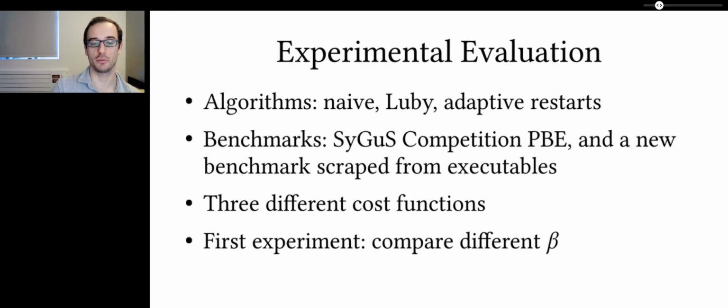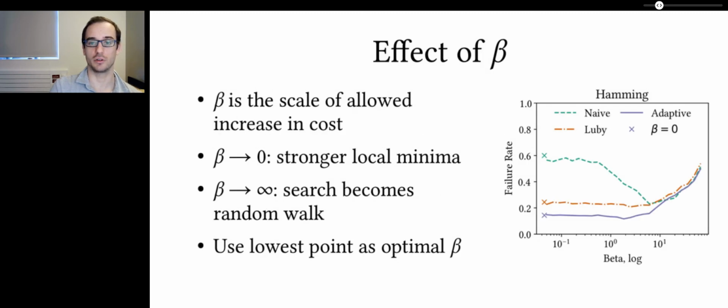We performed our experiments with three different cost functions, and we did two experiments, one to compare the beta parameter and another to compare the overall performance of the different algorithms. So this first experiment is to investigate the effect of beta on the search.